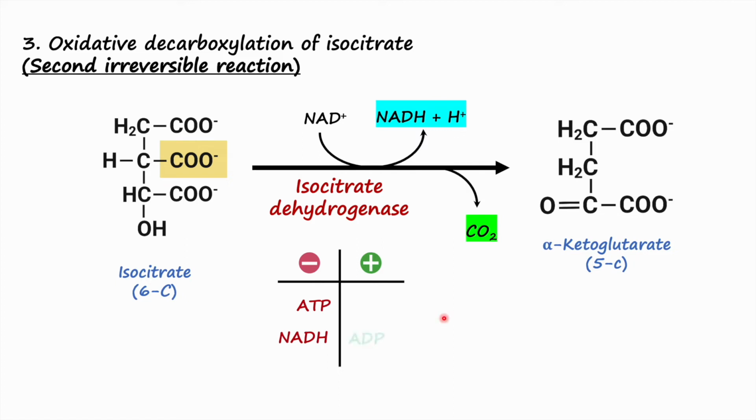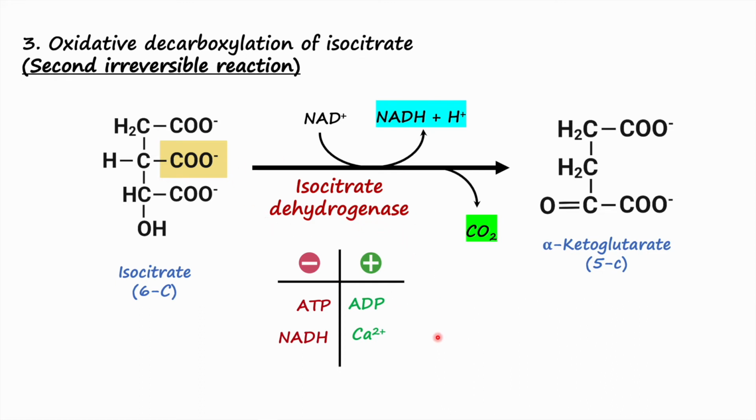On the other hand, an increase in cellular ADP level can activate the isocitrate dehydrogenase enzyme, and as I have mentioned again and again, an increase in ADP level in the cells indicates the energy deficient status of the cells. Next, an increase in the calcium content of the cell can also activate isocitrate dehydrogenase enzyme. So overall, ATP and NADH are allosteric inhibitors, whereas ADP acts as an allosteric activator of isocitrate dehydrogenase enzyme.